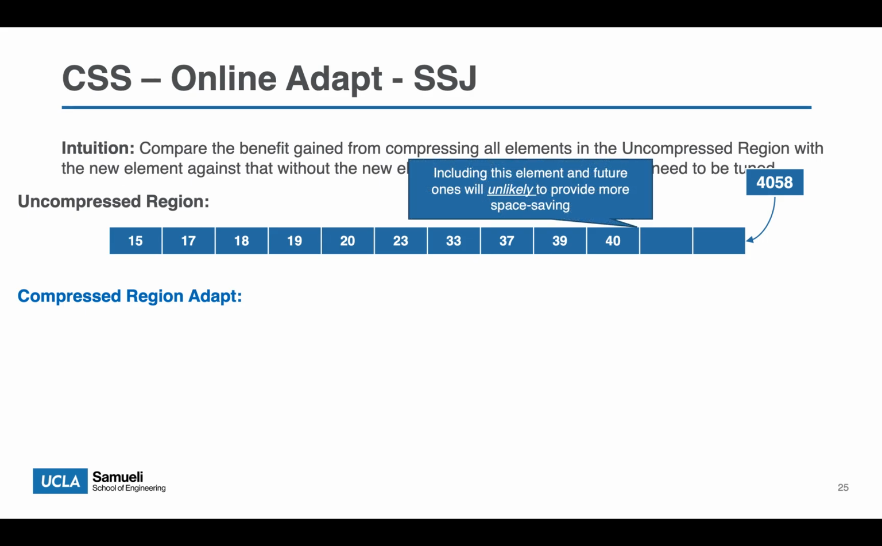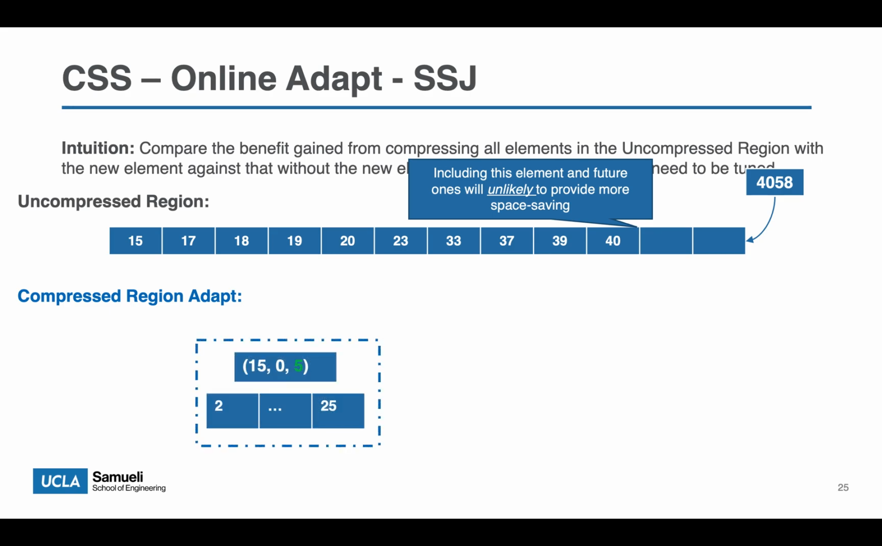Now, CSS adapt, looking at this 4058, will decide that including these elements and any other future ones is unlikely to provide more space saving. This is because in our definition, this is a sorted list of integers, and any other future elements will be strictly larger than 4058.